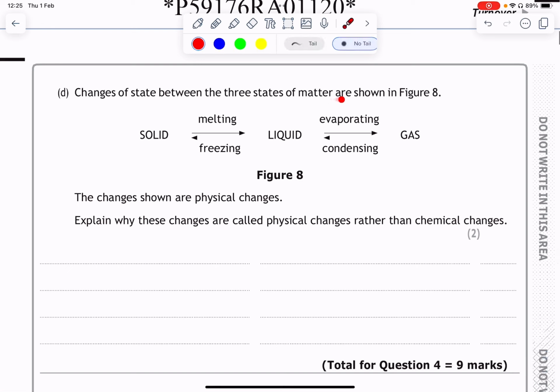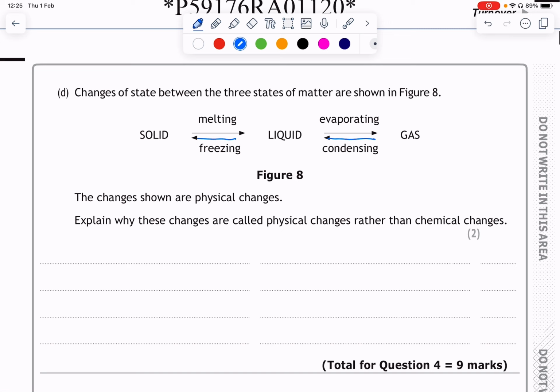is changes of state between three states of matter as shown below. So we've got solid going to liquid. Again, these have got some arrows missing there, so that should be there and that should be there. And we've got the names for the change. These are physical changes. Explain why these changes are called physical changes.